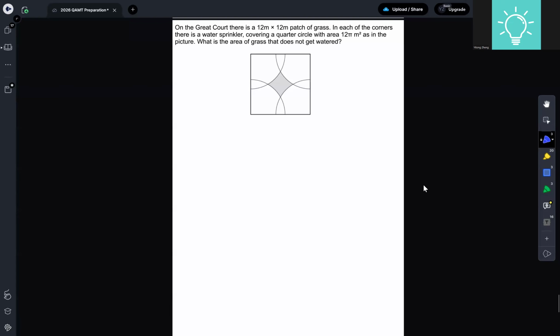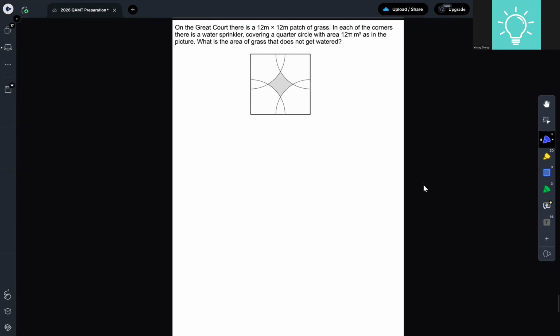So, if you come across this problem on your QAMT Problem Solving Competition paper in 2026, what can you do? On the Great Court, there is a 12 meter by 12 meter patch of grass. In each of the corners, there's a water sprinkler covering a quarter circle with area 12 pi meters squared in the picture. What is the area of grass that does not get watered?